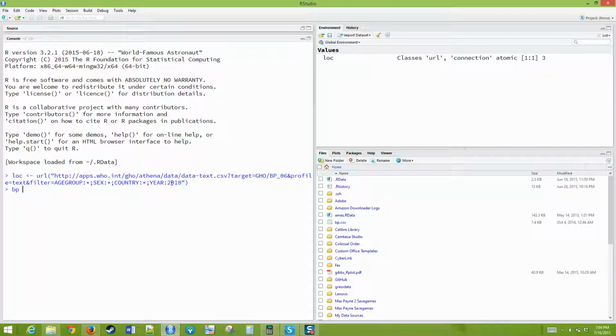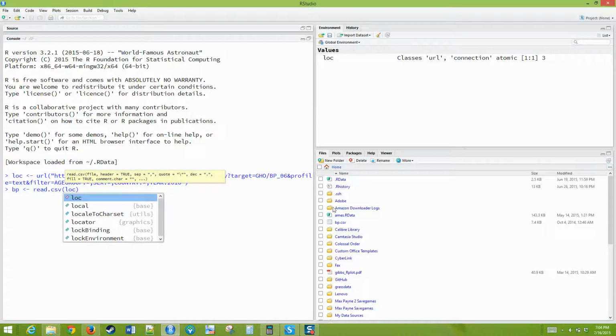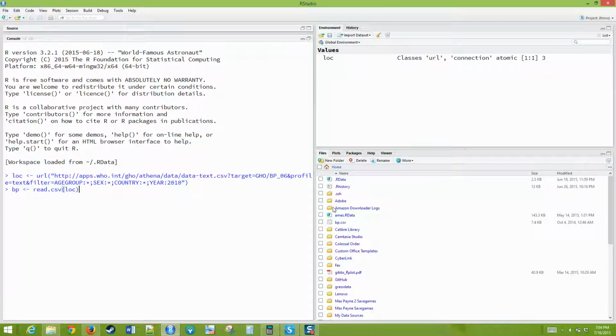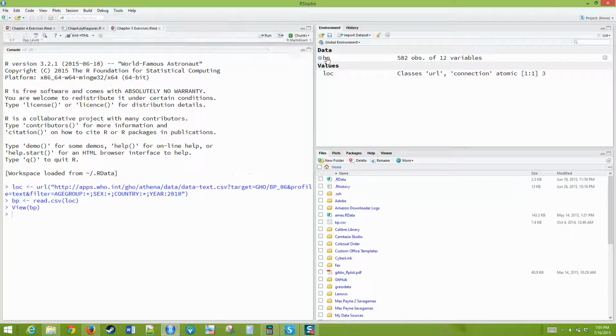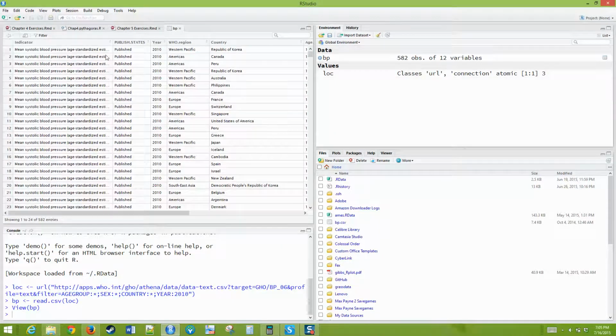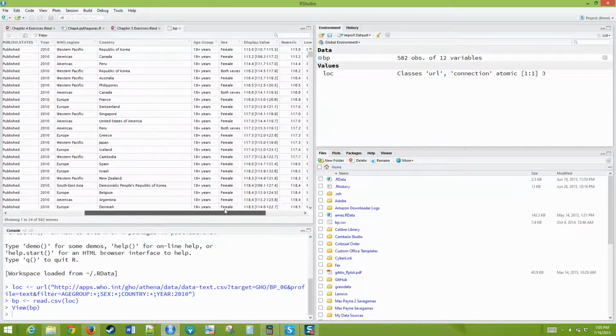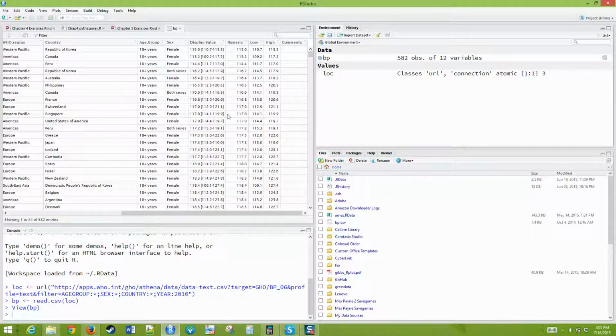I'm now going to create my blood pressure data set by doing read.csv, and the thing that I want to read is things stored at the location. Okay, and I think the default settings will work if I just do this. Okay, and so we'll see if that goes through, and it looks like it did, and so I can click that, and we'll see indeed I have the blood pressure data loaded into R.